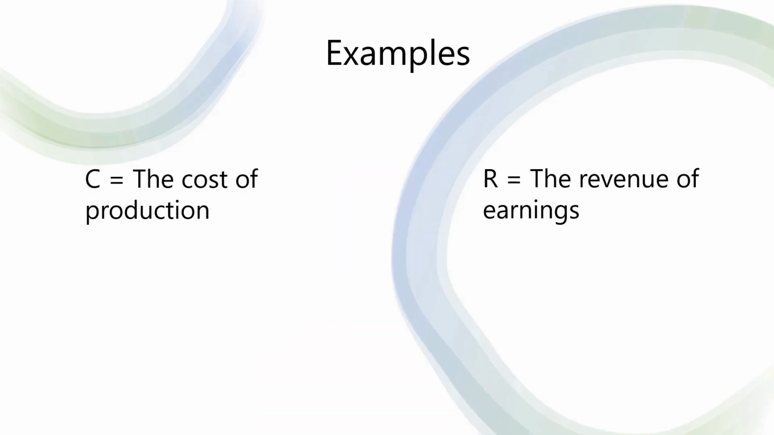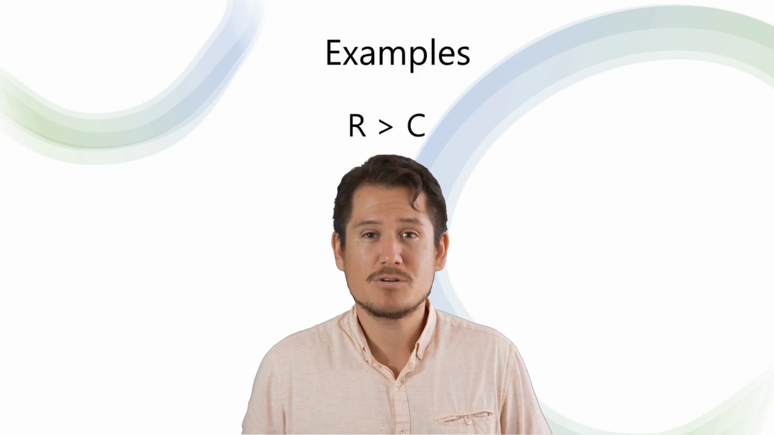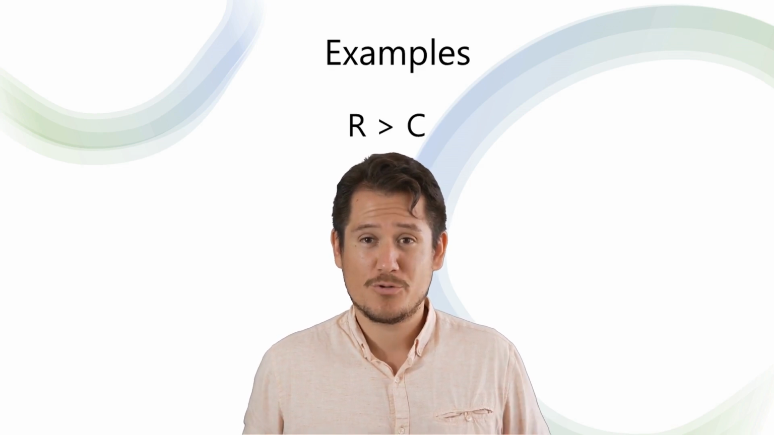Example 2, now a real-world scenario. You're managing a small business and you want to ensure you make a profit. The cost of production is represented as C, and the revenue you earn is represented as R. You want to make sure your revenue is greater than your costs. So the inequality looks like this, R > C. In this case, your business will be profitable as long as your revenue is greater than your costs.